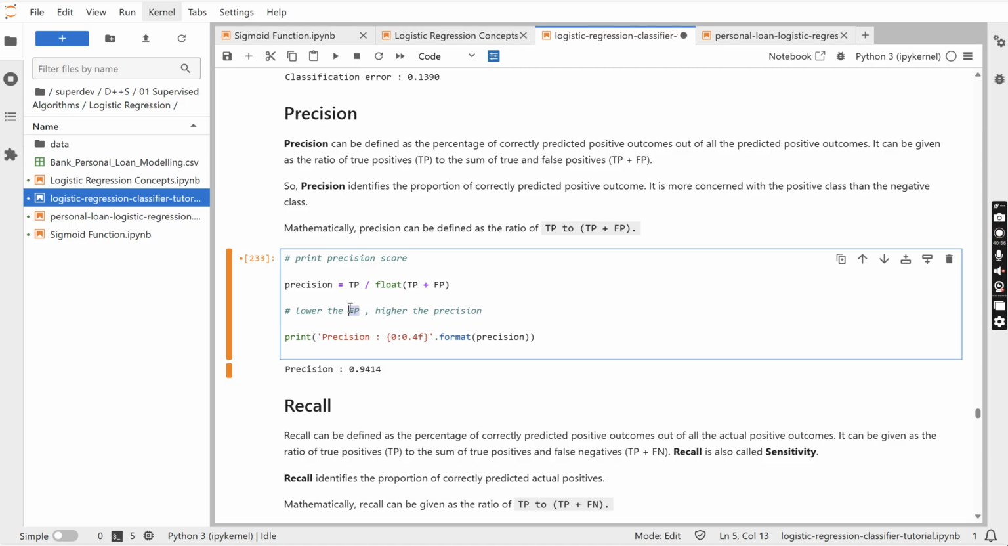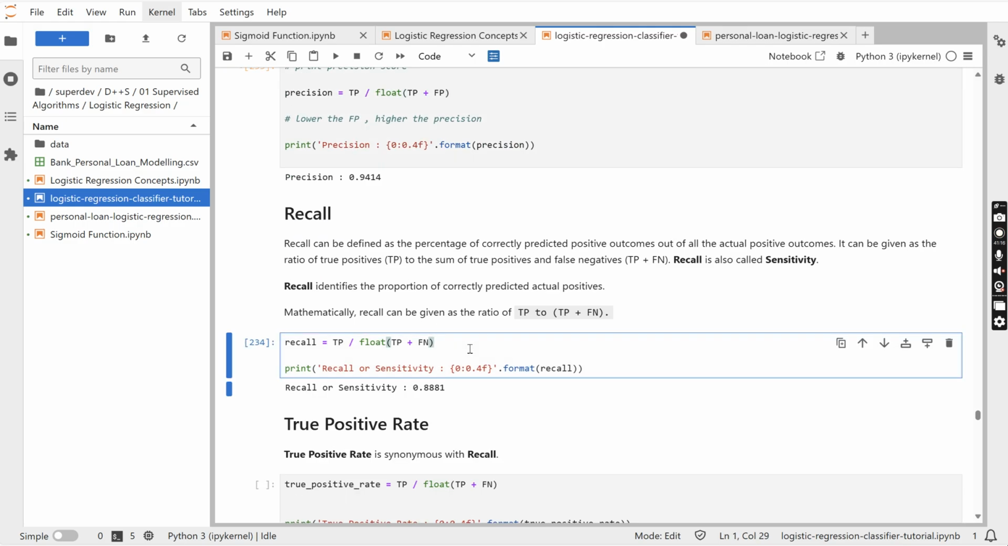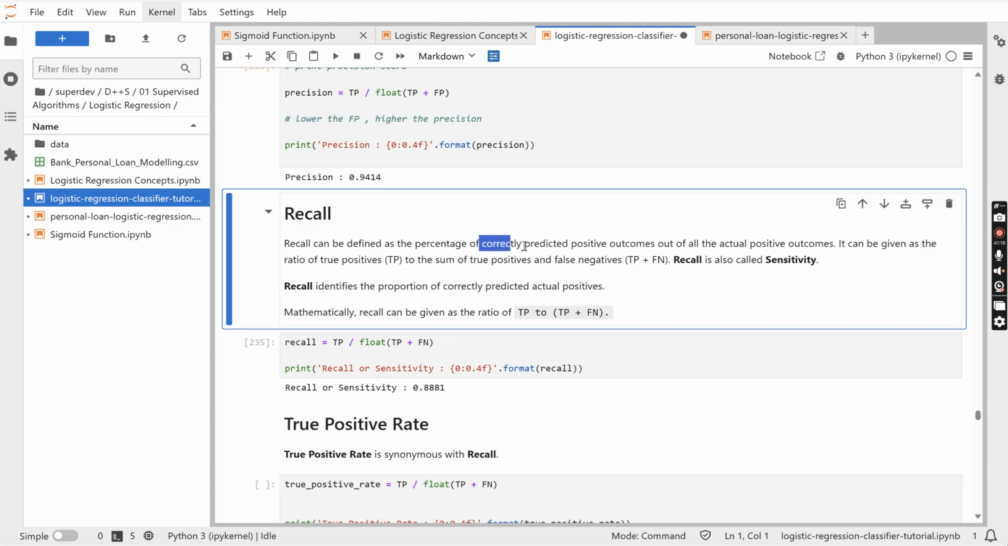If false positive is high, let's just say 100 here, and true positive is 5, then 5 divided by 5 plus 100 is 105. The whole value will be very low, precision will be low. So that way you can understand. Always you have to decrease the false positives. And recall, on the other hand, is a measure of false negatives, nothing but correctly predicted positive outcomes out of actual positive outcomes. Now you are only talking about the positive outcomes: how many were there, and out of that, how many you got correct?